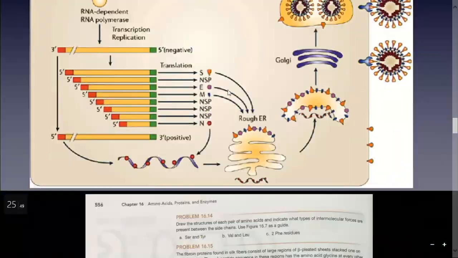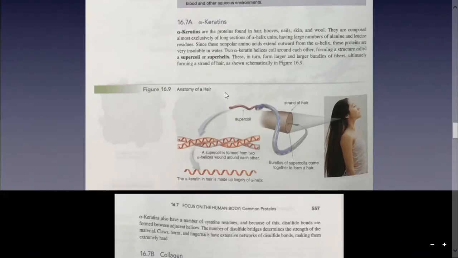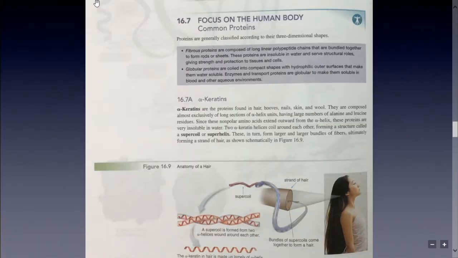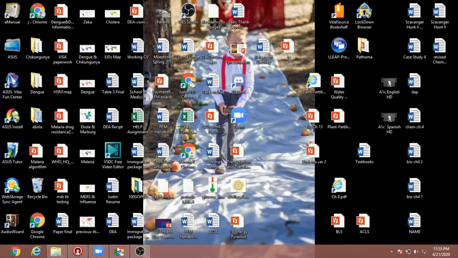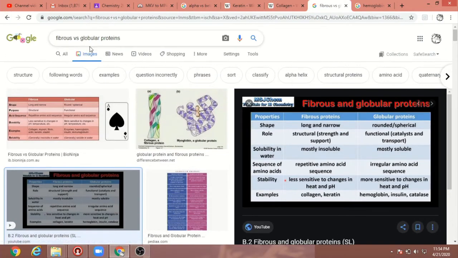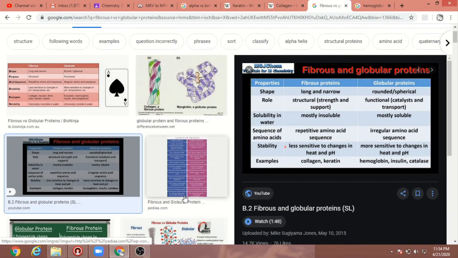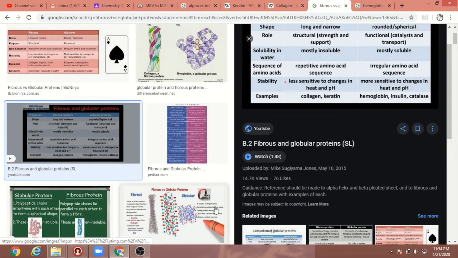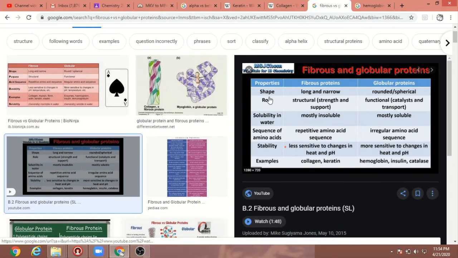All right, so back to our distinction here. I found something on Wikipedia you might like. I just Googled fibrous versus globular proteins, and there was all kinds of stuff, pictures, and here's a nice little table. Properties: we have shape, role, solubility in water. Told you that was a big thing. Type of sequence of amino acids, stability, and some examples.